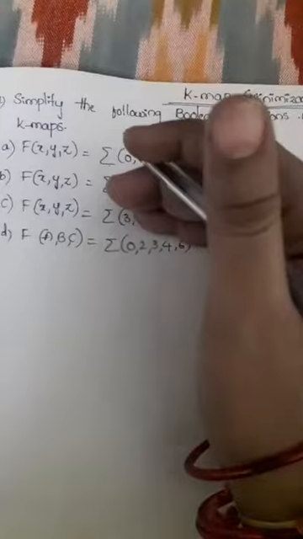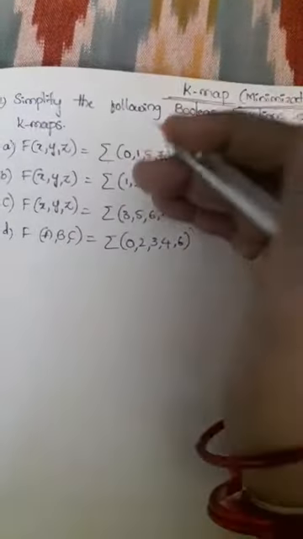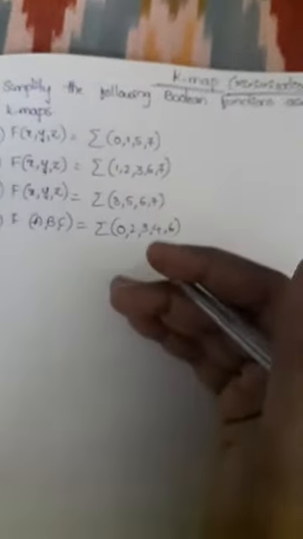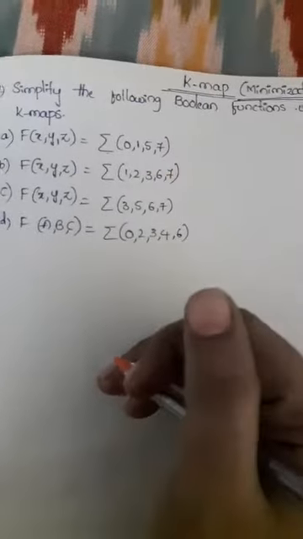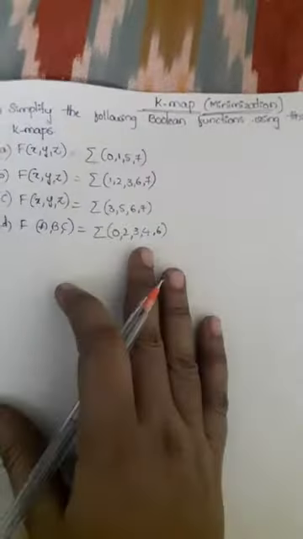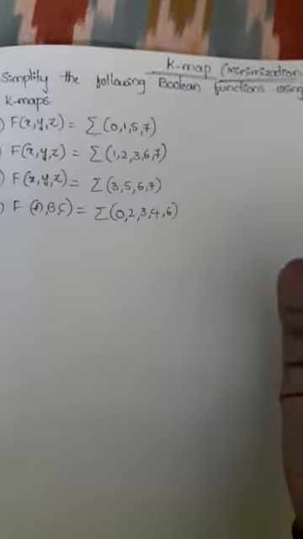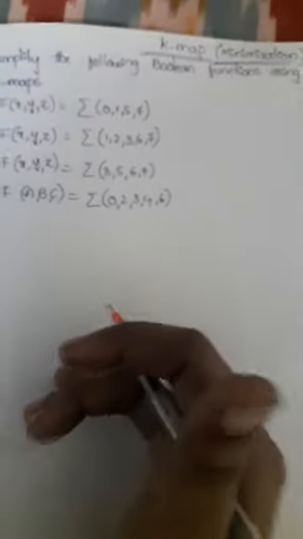So after identifying the function, whether it is SOP or POS, depending on that form we will follow the rules to simplify in the K-map method. Now we will see some Boolean functions in SOP form or POS form, for which we have to use the K-map method.